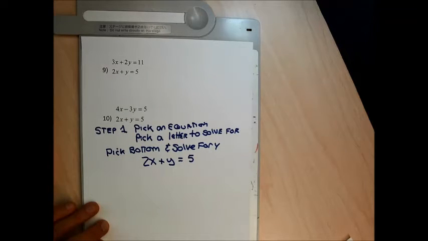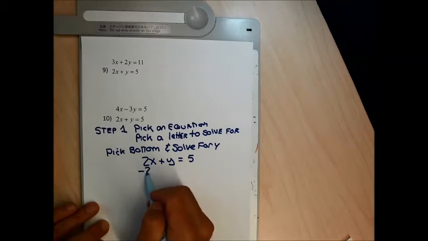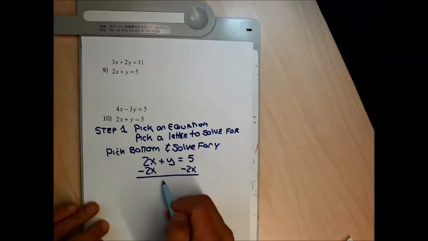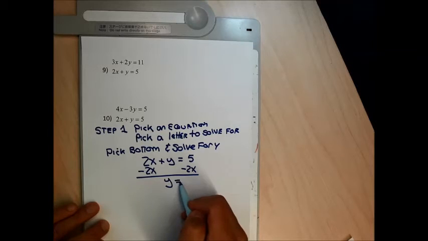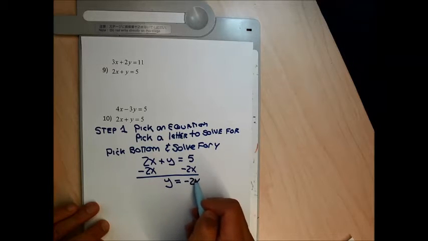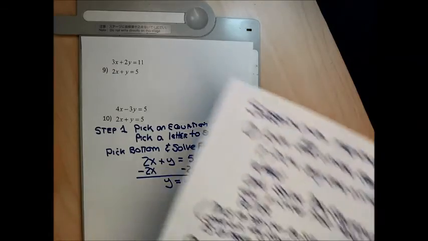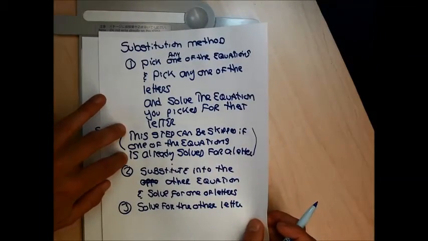Although you could pick the top equation and solve it for x, or you could pick the bottom equation and solve it for x. The easiest thing to do, the way these problems are kind of designed, is to take the bottom equation and solve it for y. So that's my step 1. Done with it. I had to do it because there wasn't an equation solved for a letter.